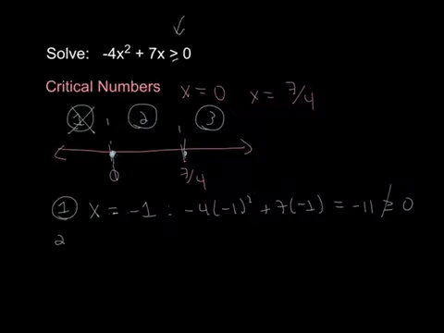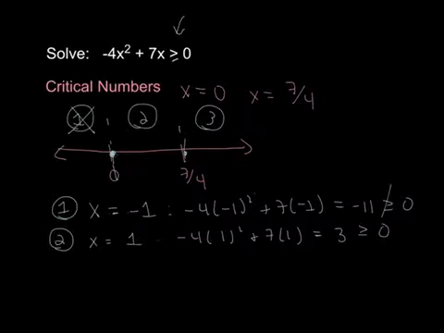Okay, so now I'm going to try region 2. So picking a number in region 2, somewhere between 0 and 7/4, I'm just going to keep it simple. I'm going to pick 1. Okay, so plugging 1 in, I'm going to get -4 times 1 squared plus 7 times 1, and working that out is going to give me 3. And that is bigger than or equal to 0. That one actually works. So region 2 is going to be part of my solution, which means I'm going to shade between the 2 points, 0 and 7/4. So region 2 is included.